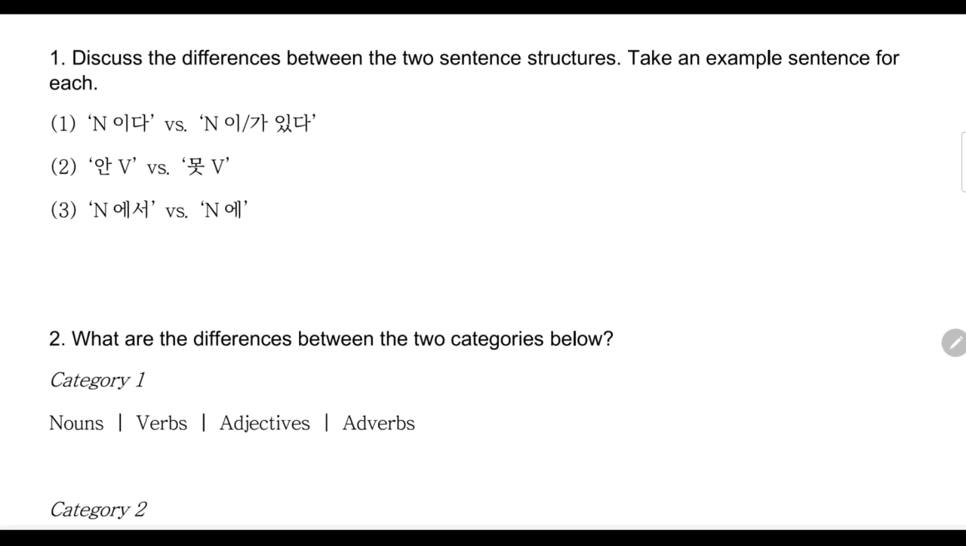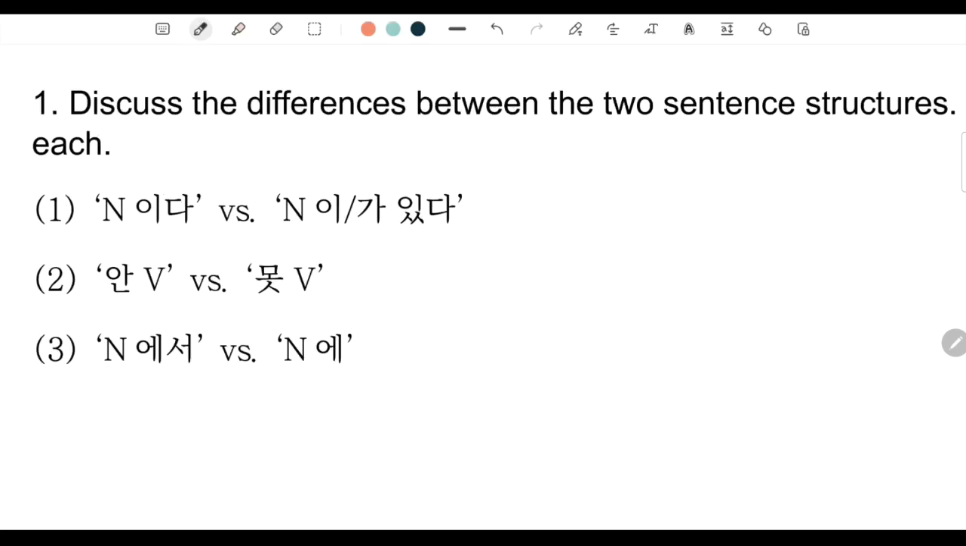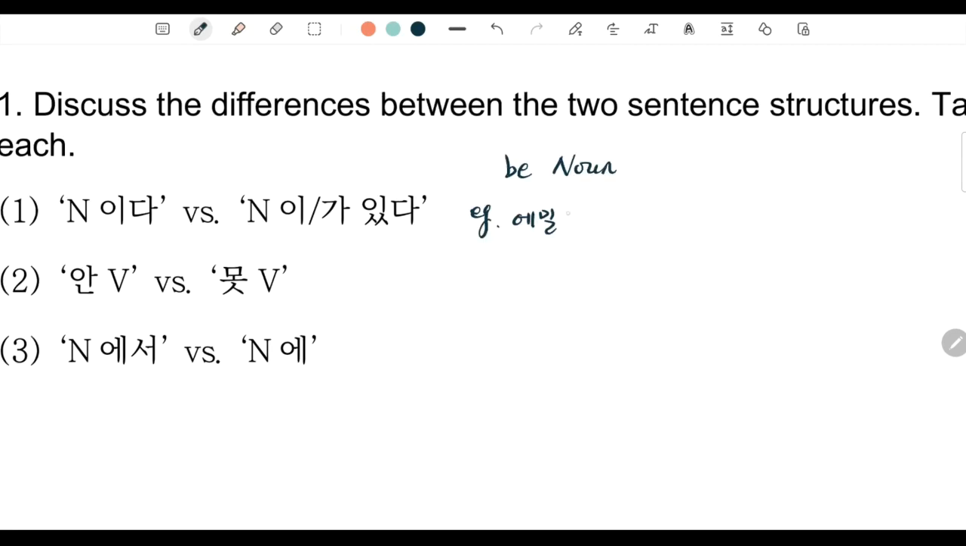1번, number 1 갑시다. What's the difference between noun이다 and noun이 있다? Noun이다 is describing what noun is, isn't it? For example, could you make an example sentence? 맞아. 에밀리가 학생이에요. Emily equals 학생, isn't it? When you want to say something equals something, you have to choose this form.